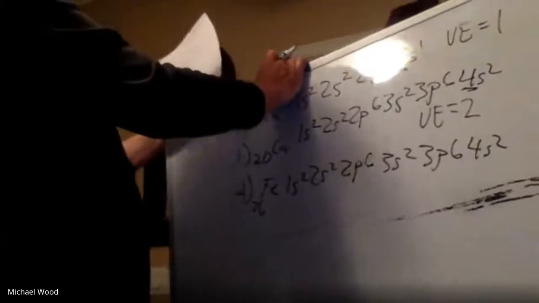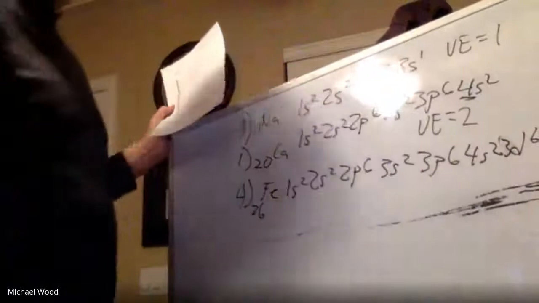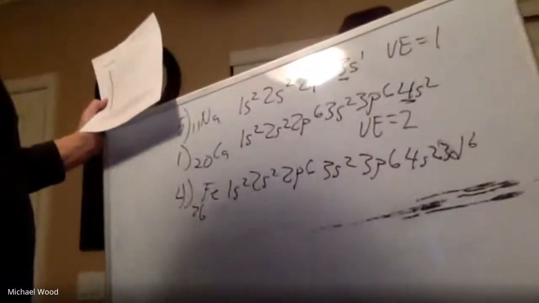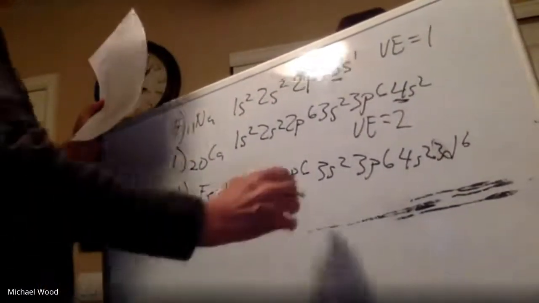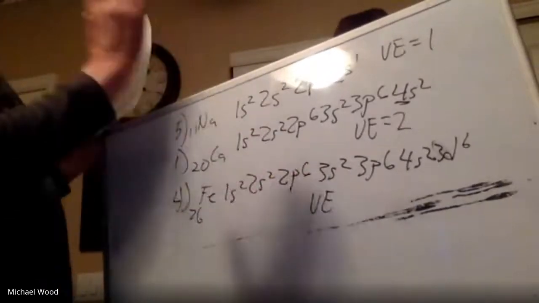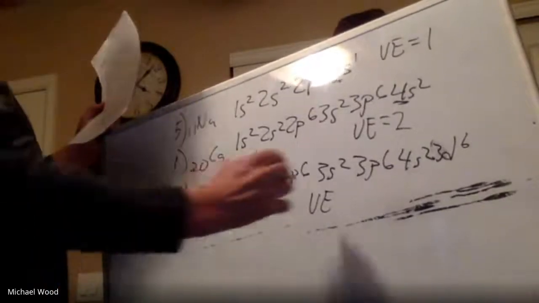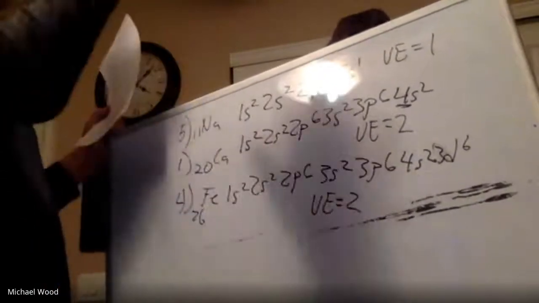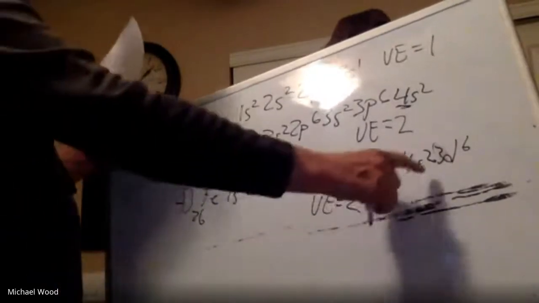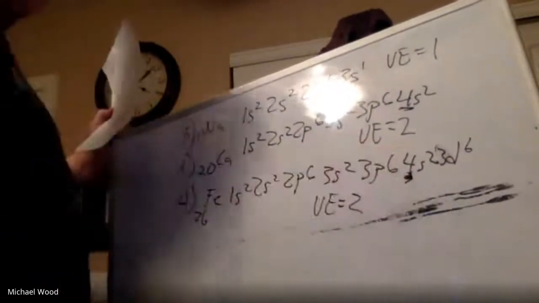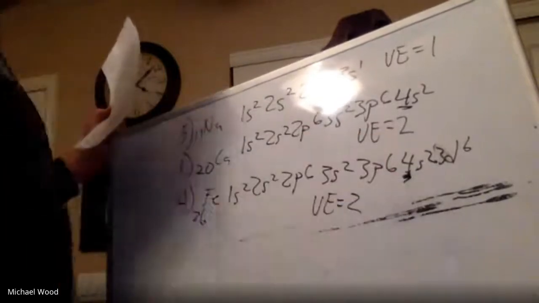Let me just move this so I can't see the glare. The way this ends is that's supposed to be a 3d6. So there's the final entry, 3d6. Then for the valence electrons, iron comes from the middle. It's a transition metal. The middle and the bottom always have 2 valence electrons. If you look here, the 4th level is the highest level occupied, and it has 2.